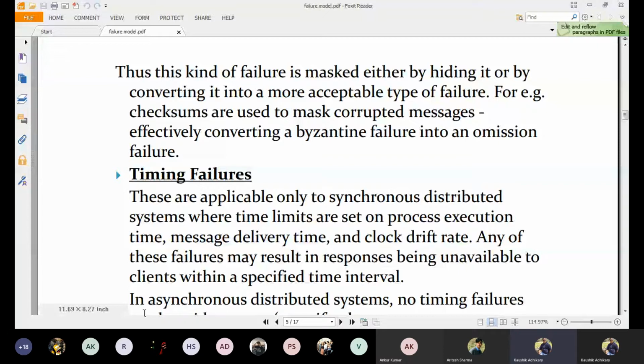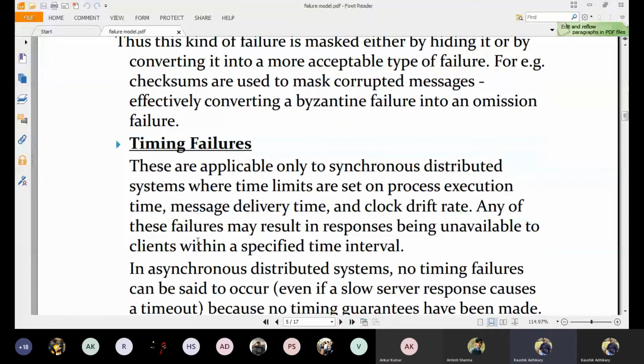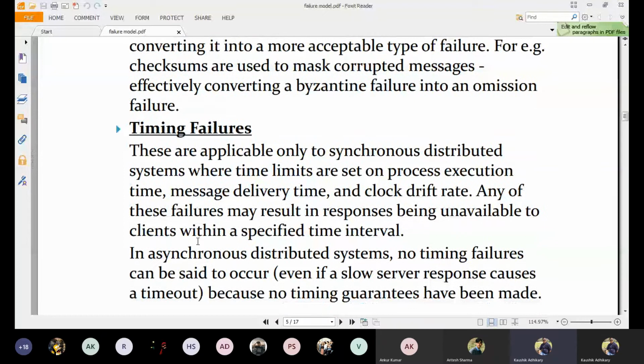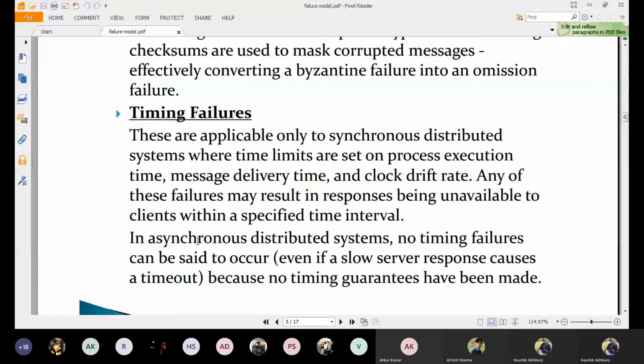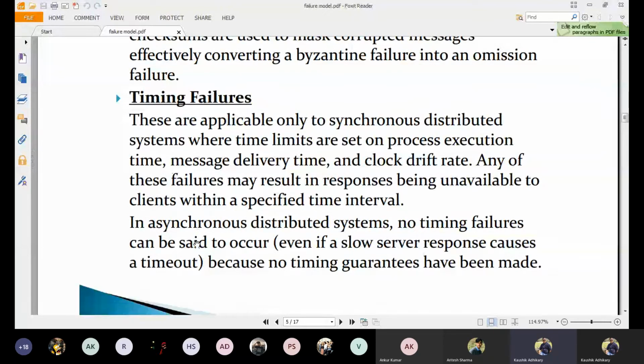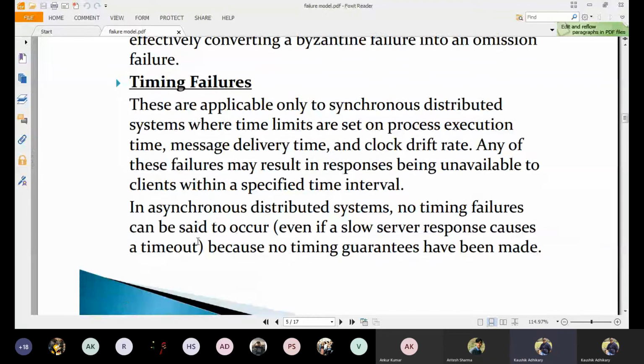The next type of failure is the timing failure. These are applicable only to synchronous distributed systems where time limits are set on process execution time, message delivery time, and clock drift rate. Any of these failures may result in responses being unavailable to clients within a specified time interval.